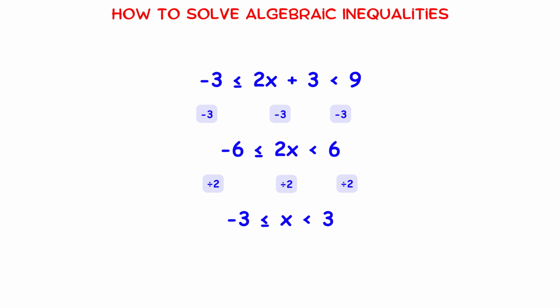For example, in this first one, to get the x by itself, we need to get rid of this 3 and this 2. So first we subtract 3 from the left, the middle and the right to get -6 is less than or equal to 2x, which is less than 6. And then to get rid of the 2, we divide the left, middle, and right all by 2 to get -3 is less than or equal to x, which is less than 3. And that's our answer. So we've basically found that x is in between -3 and +3.